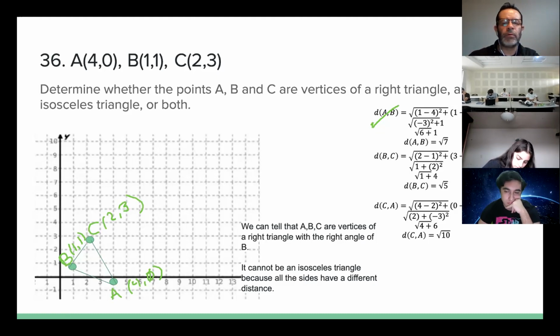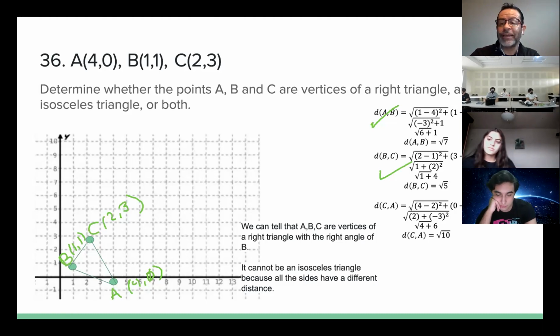Then B and C, we've got 2 minus 1 and 3 minus 1. 2 minus 1 is 1, 3 minus 1 is 2, 1 squared plus 2 squared, that's 5. This one is correct as well, right? And then we've got the distance between C and A. It's going to be 4 minus 2 and 0 minus 3. That's going to be 2 and 3. Your answer is correct, but there's an error in the calculation here. Did you guys? I forgot to put the square. I noticed now. Yeah, but with your result, you have to be very careful.